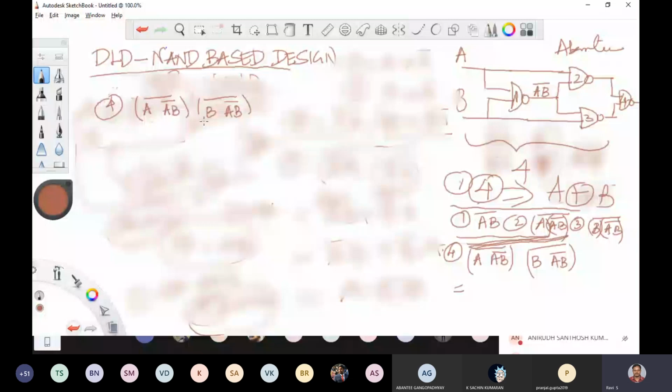Just use the De Morgan rule and prove this. Try, come on guys. So again the assumption is, let me put X equal to A B bar whole bar, and Y equal to B A B bar whole bar. Any doubt?